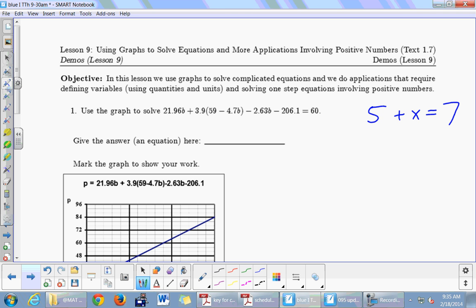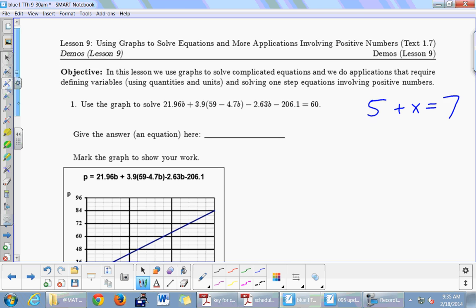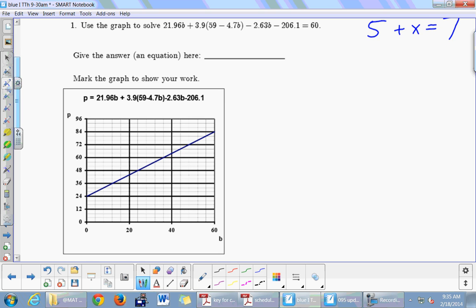Instead of actually going through all of the algebra to solve this, which some of you I trust would be able to do, but we're not there as a class at this moment, we're going to use a graph. And so this is the new technique. So take a look at this graph that's given. It's this diagonal line. What are the two variables in this graph? P and B, right? We're going to see them as axes labels.